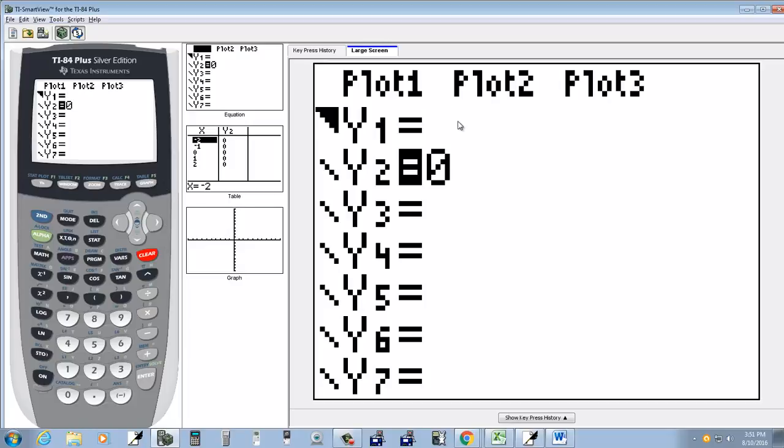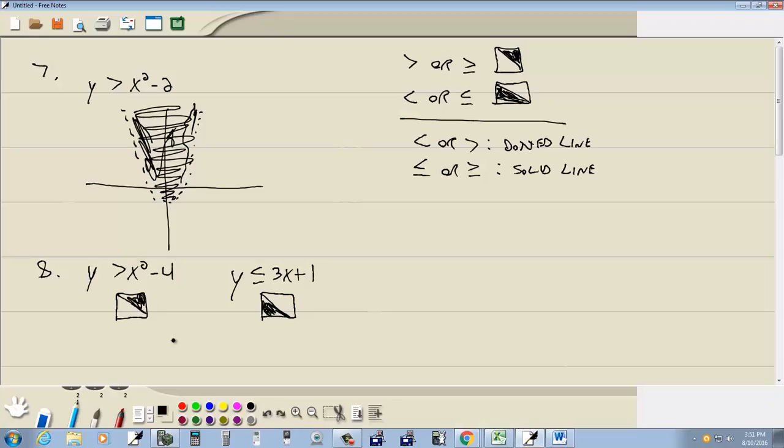Now notice when I press clear, it did not clear off the shading over here. For me to get it back to where it was, I put my cursor on that, and I keep pressing enter, there's not a whole lot of choices, until it becomes a regular slash again. Most TI-83s, TI-84s, when you press clear, it'll clear that out and put it back to where it was.